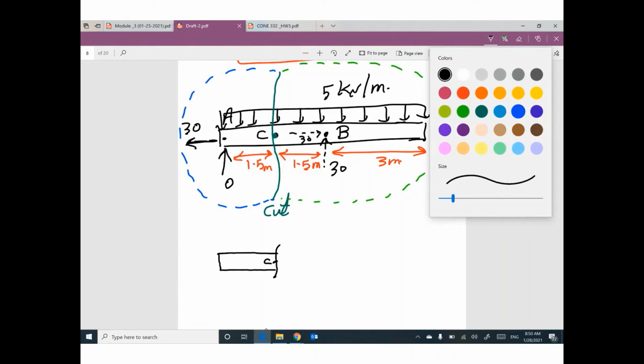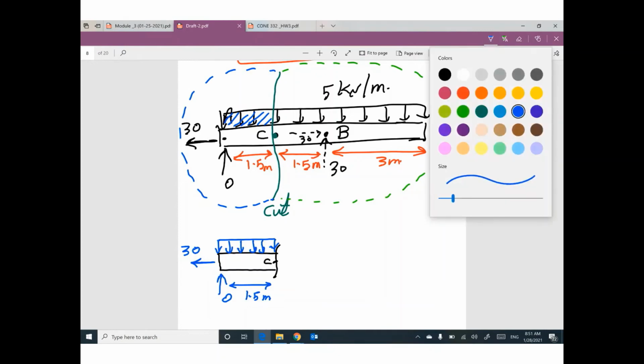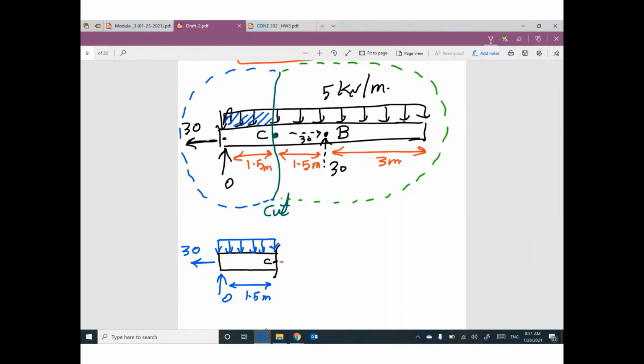Please put your numbers. We have vertical reaction here 0, horizontal reaction here 30. We have a little bit of the distributed load, this part only. And this horizontal distance is given 1.5 meters. Guys, I am gonna assume we have normal, we have shear, and we have moment.